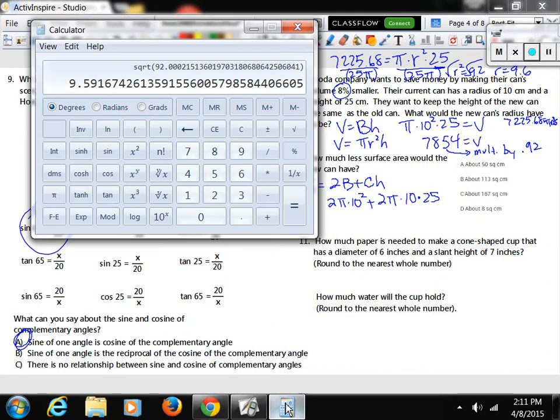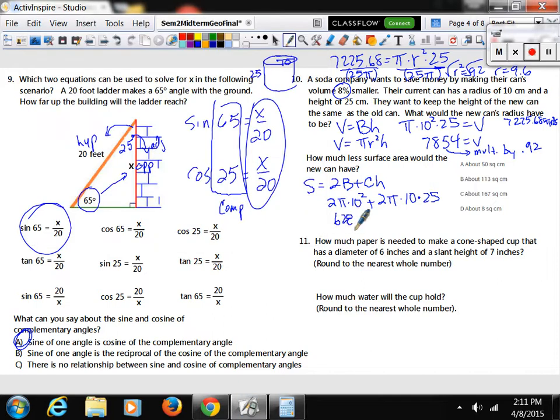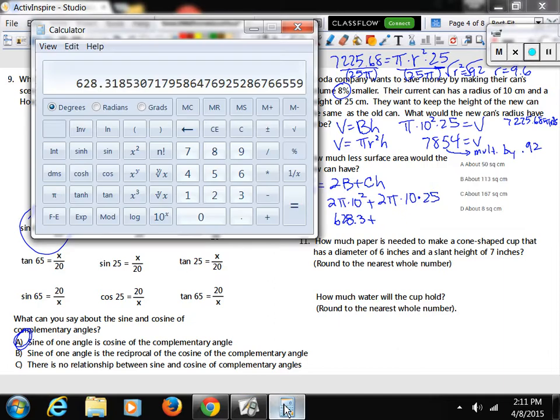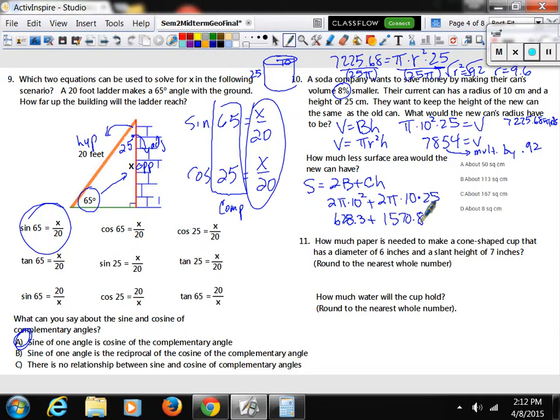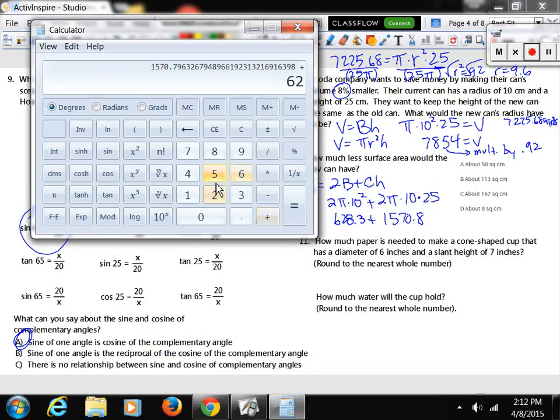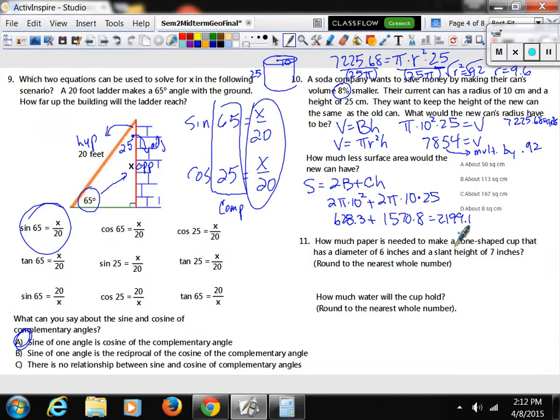So now it just becomes a calculator problem. 2 times pi times 100. That's 628.3, plus 2 times pi times 10 times 25, 1570.8. And if you add that to 628.3, you get 2199.1. That would be the surface area for the original can.